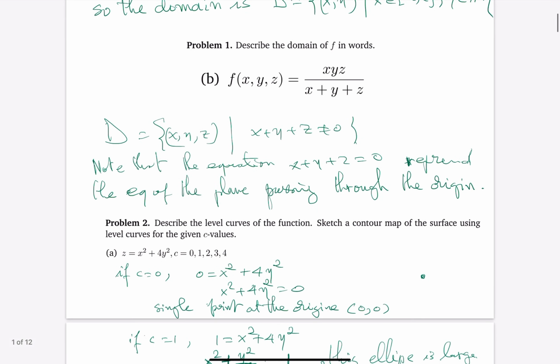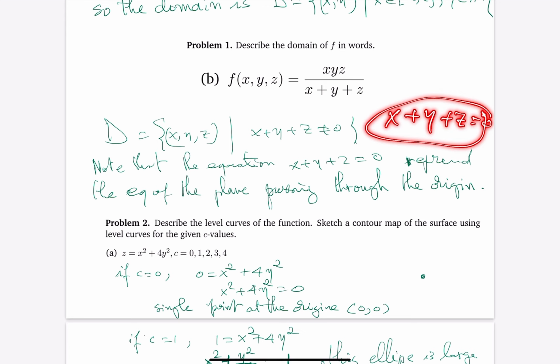Okay, the second one, it says to describe the domain of f, and you have the f like this. So the denominator has to be non-zero. What does it mean? It means x plus y plus z has to be non-zero. And you know something, you know this one, it represents the equation of the plane, x plus y plus z equal to 0.